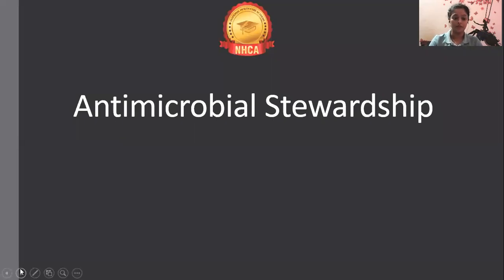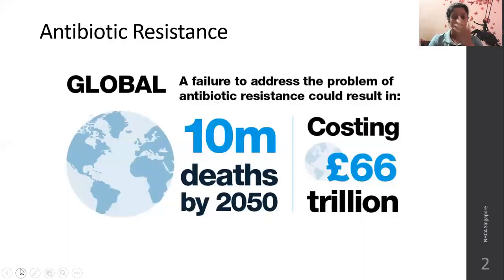Antimicrobial stewardship. Globally, this is the rate of antibiotic resistance. A failure to address the problem of antibiotic resistance could result in 10 million deaths by 2050 if not controlled, costing around 66 trillion to the healthcare sector. So this is the issue we are facing if not addressed currently.